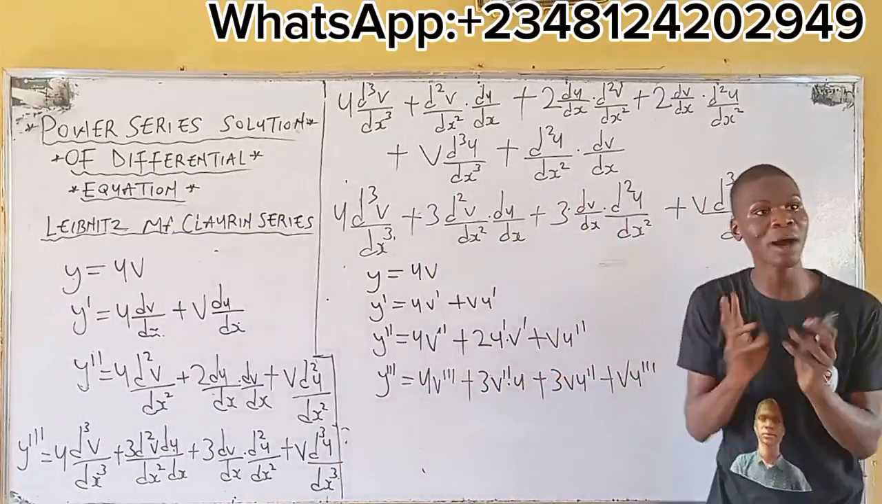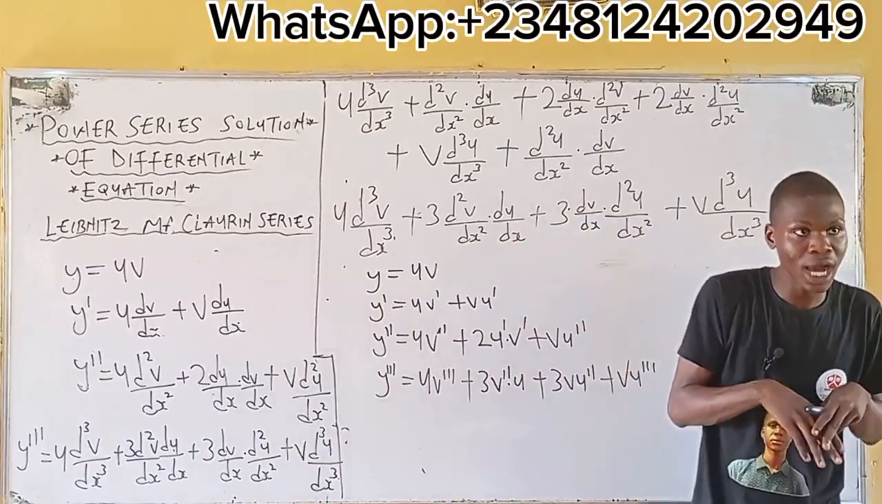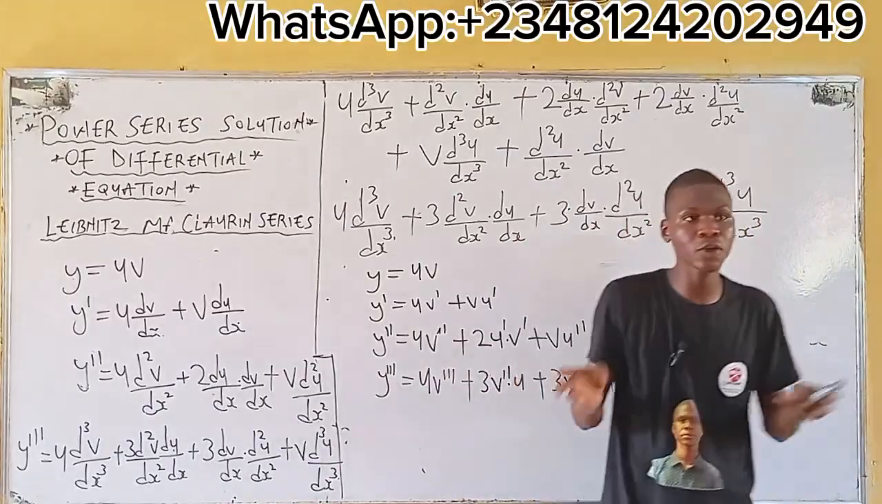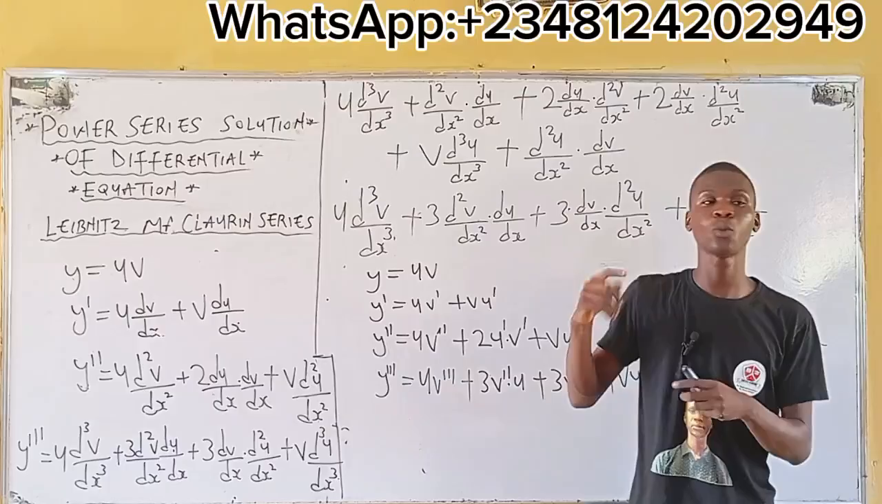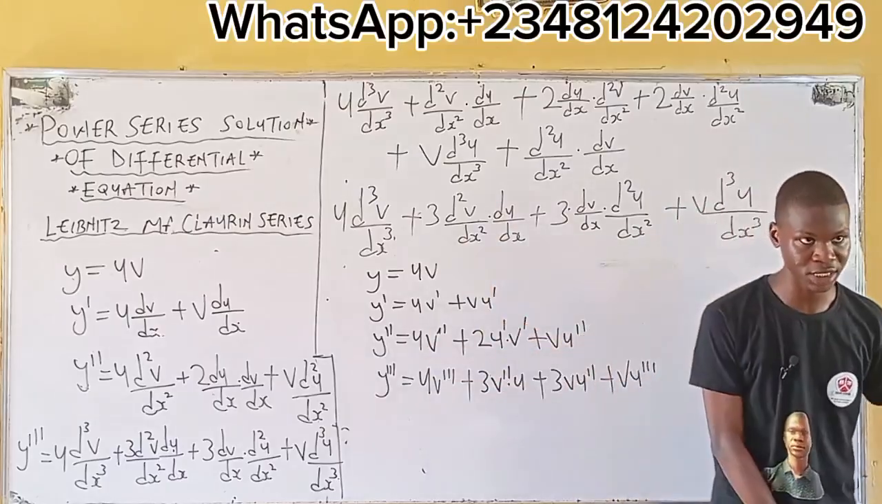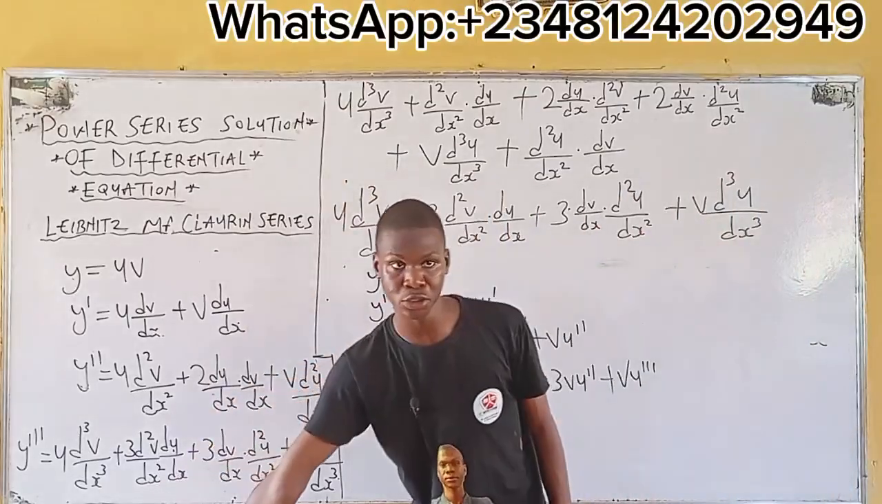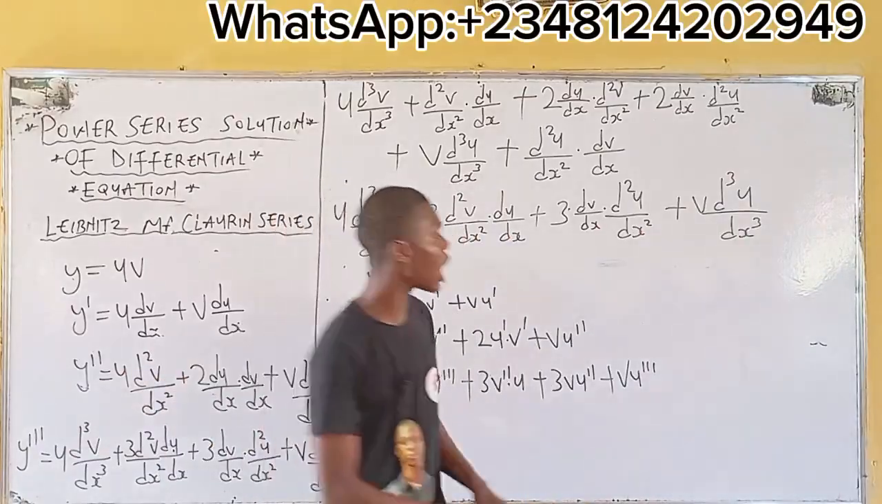Now from here, before we move on to binomial expansion, looking at what we have on the board, I'm having two functions. The first one is u, and the other one is v. Now observe your power of u and v. You observe that one is increasing while the other is decreasing. You can relate that to binomial expansion.